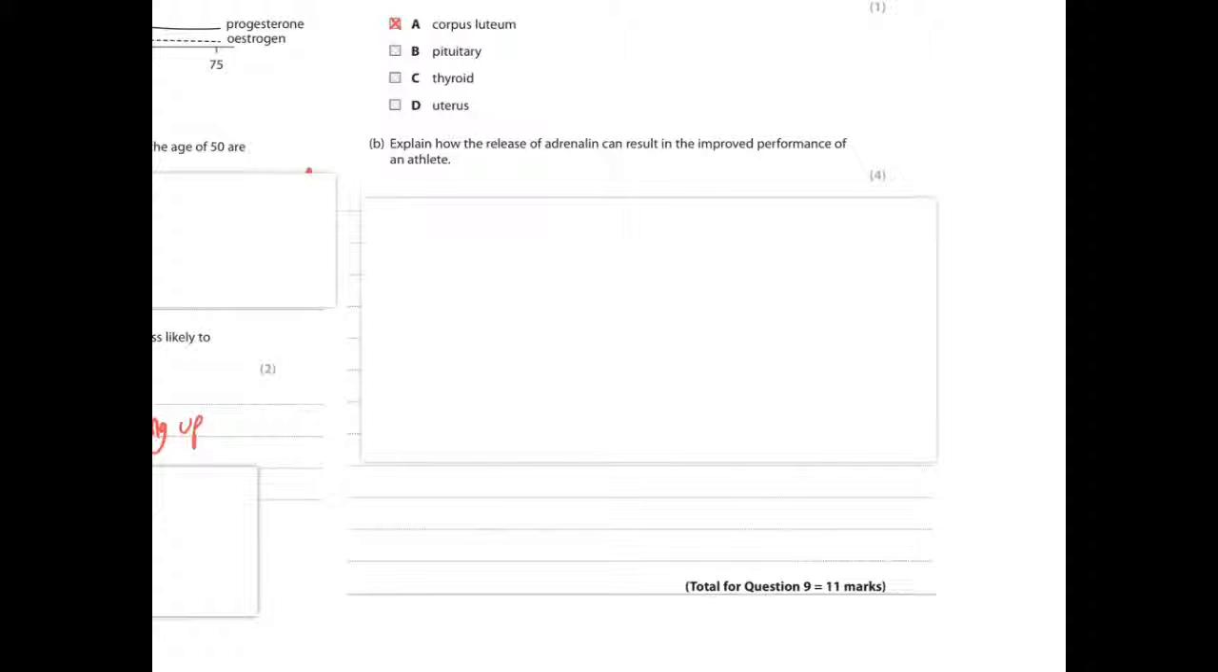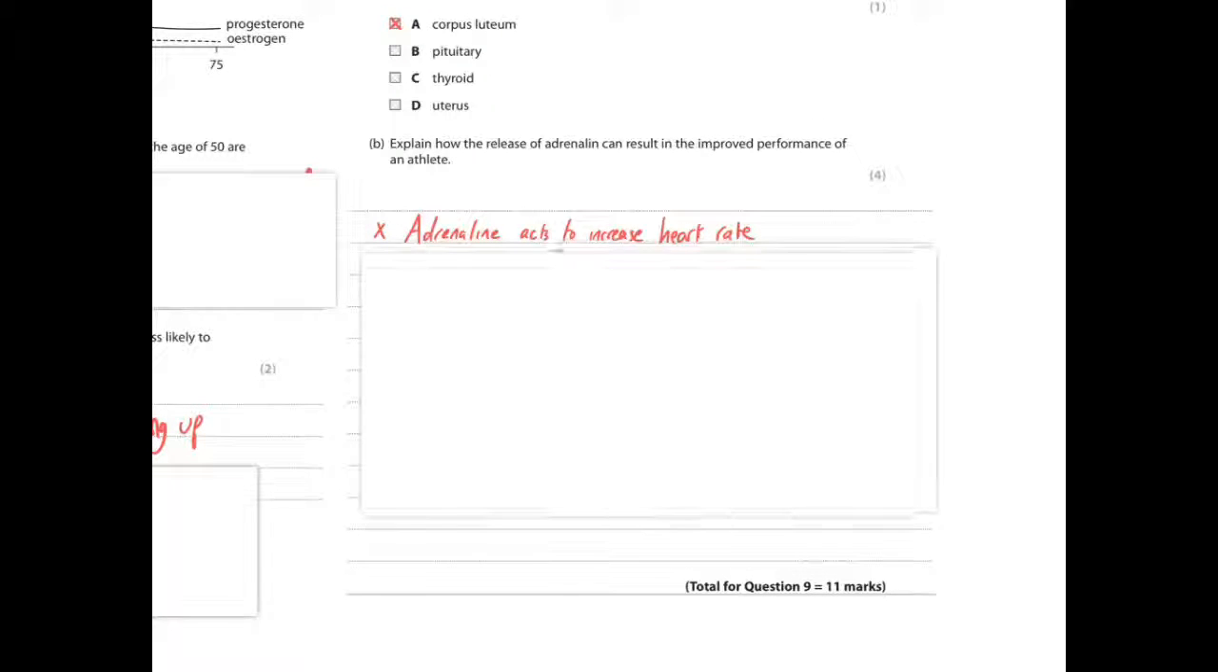Explain how the release of adrenaline can result in improved performance of an athlete. So we've departed from the menstrual cycle now, and we're just talking about other hormones. So adrenaline increases heart rate, and that affects delivering blood and glucose for respiration. So we have to link these points together.